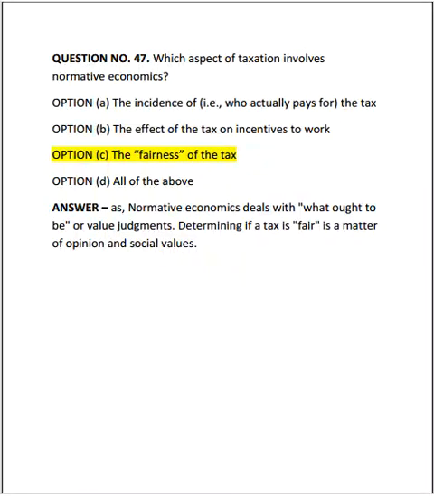Question no. 47. Which aspect of taxation involves normative economics? Option A, the incidence of tax, i.e., who actually pays for the tax. Option B, the effect of the tax on incentives to work. Option C, the fairness of the tax. Option D, all of the above. Answer: as normative economics deals with what ought to be or value judgments. Determining if a tax is fair is a matter of opinion and social values.